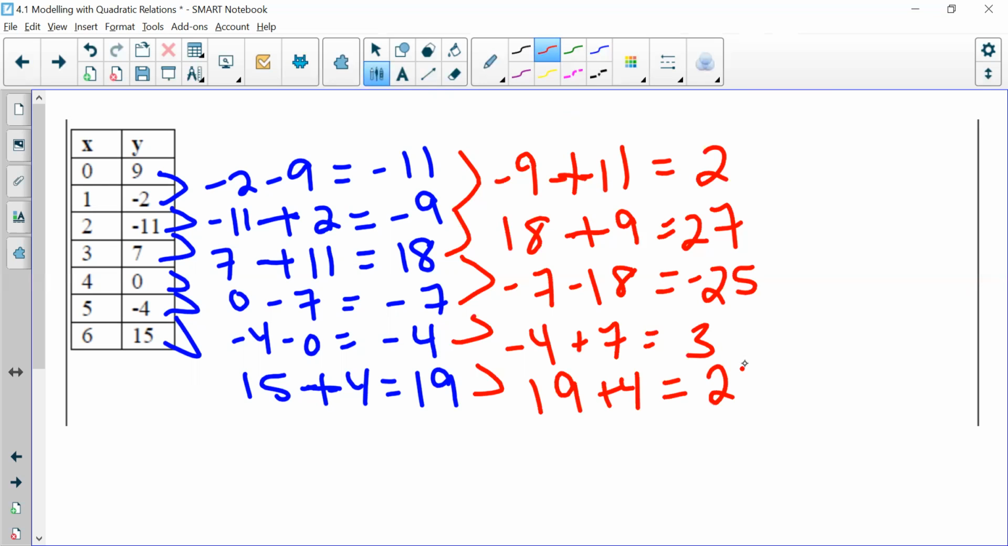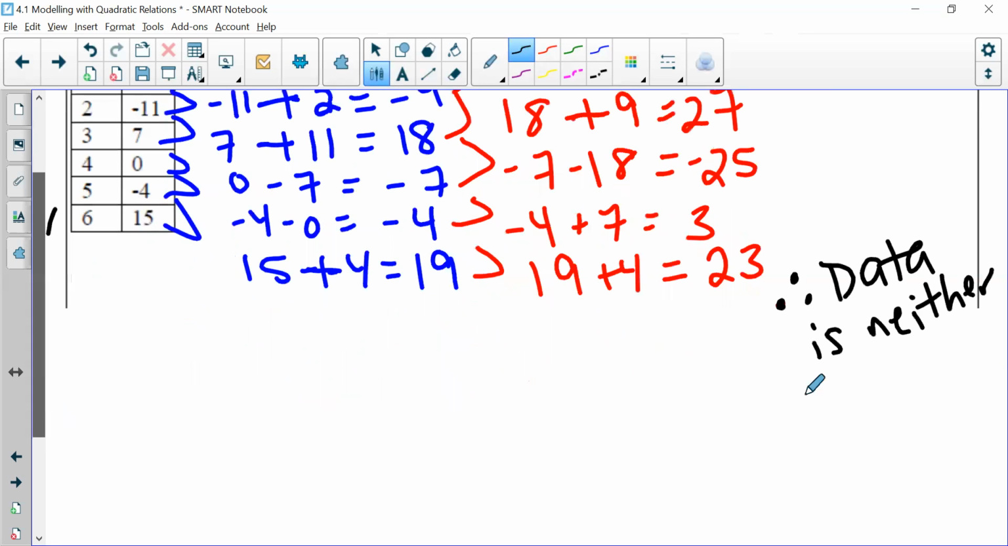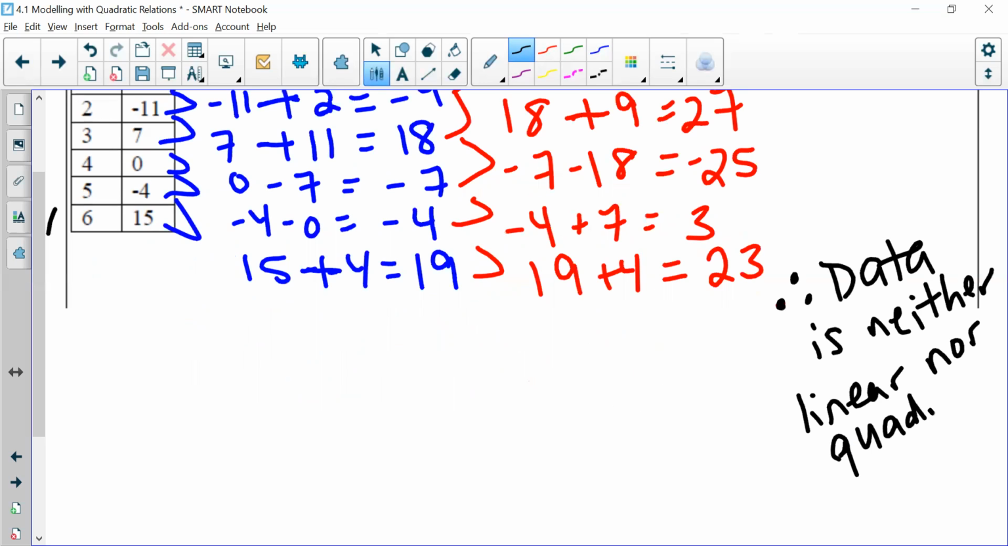23. So okay. So what's our end conclusion, Maya? It's neither linear nor quadratic. Very good. Yeah. Data is neither linear nor quadratic. This would be all over the place. It could be a random scatter plot based on those numbers, right, Maya? It's kind of all over the place.